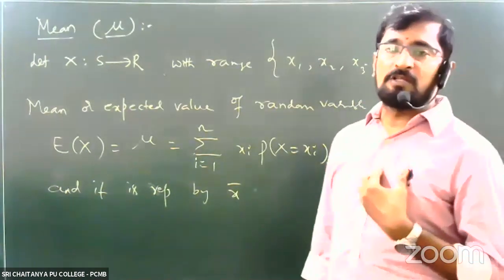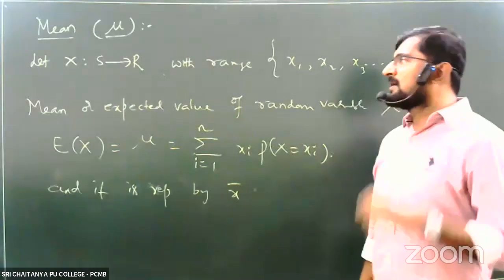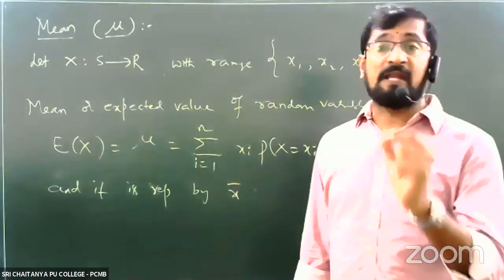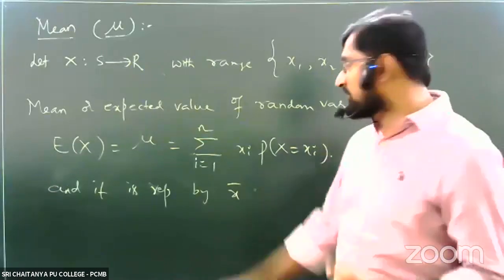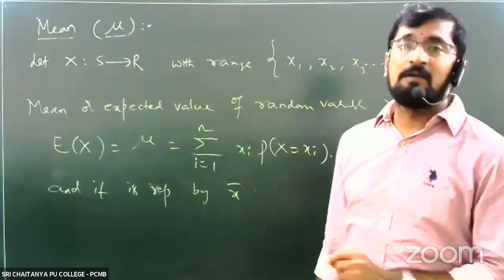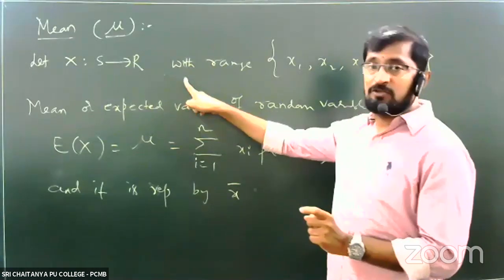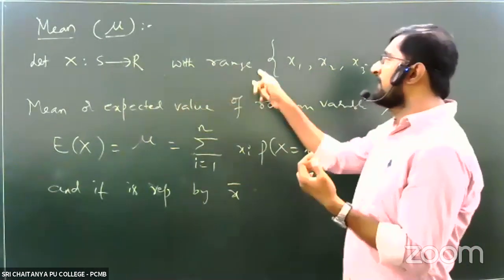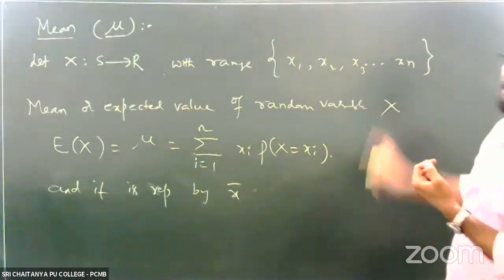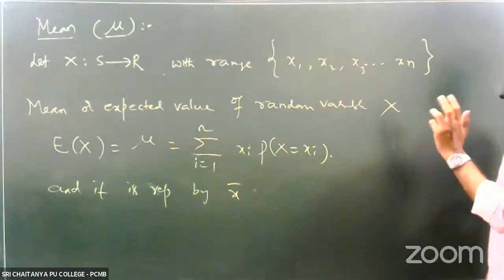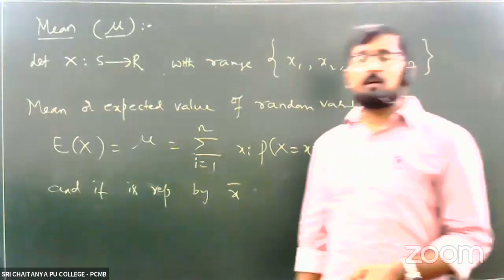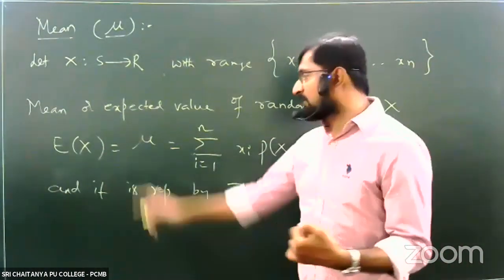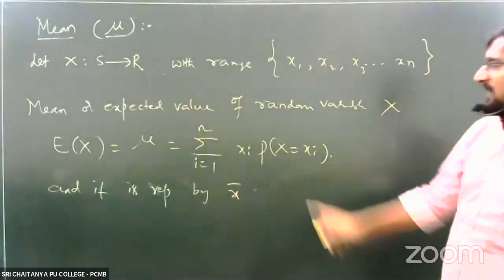I am going to tell you the shortcut method, but suppose he asks us to define the mean of a random variable, for one more question you want to write this, right? Let X map S to R, a random variable which is also a function with the range x1, x2, x3 and so on xn. Mean is also called the expected value and it is represented by E of X, which is equal to mu, given by this one. Take down.